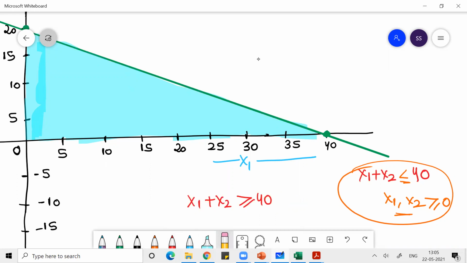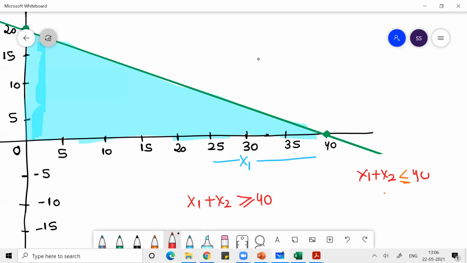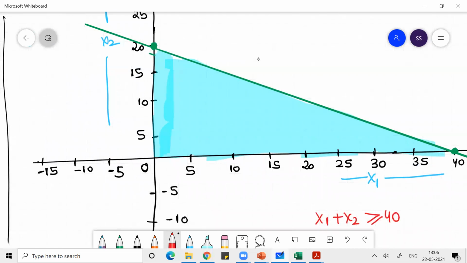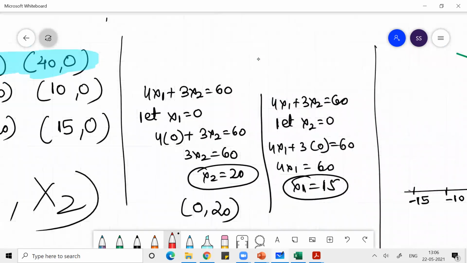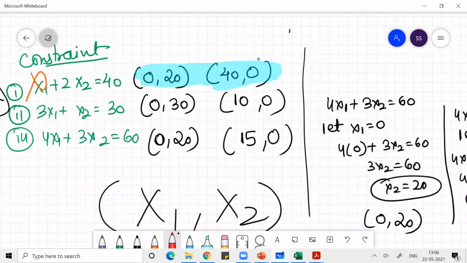So this was your first equation. We have three equations like this, and this was the first one. I've written down my first equation. Now, can I plot the graph of the other two equations?